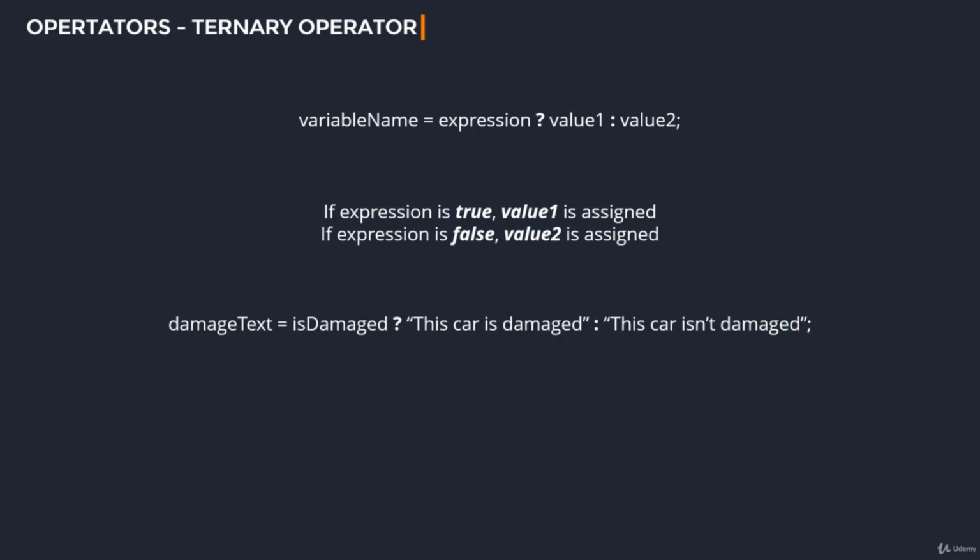In the case of the car, damaged text value will be "this car is damaged" if the is damaged is true. But if the is damaged is false, then damaged text will be "this car isn't damaged". Alright, let's move on to the next one.